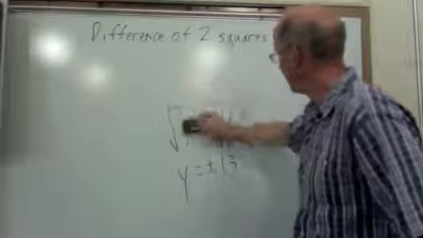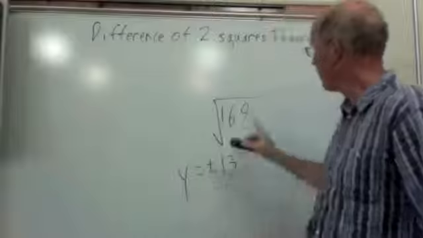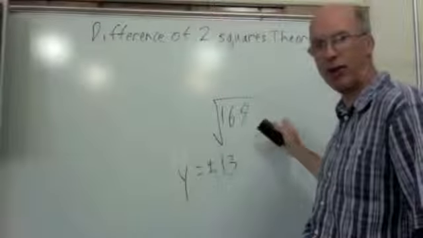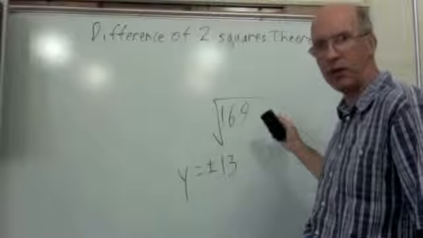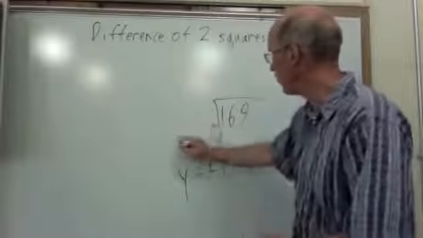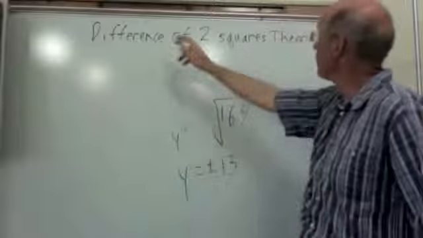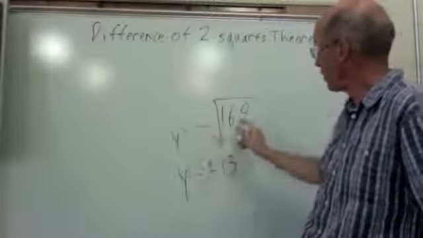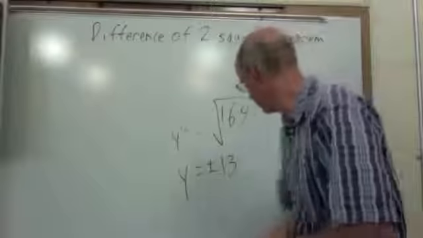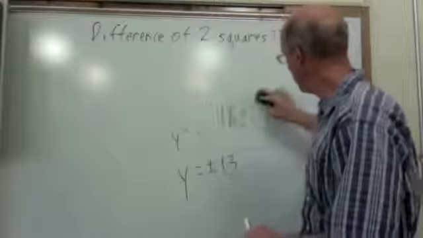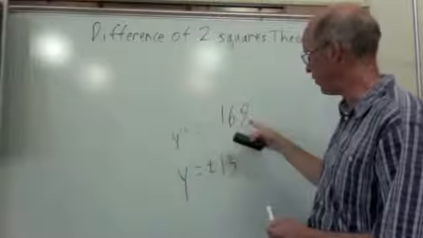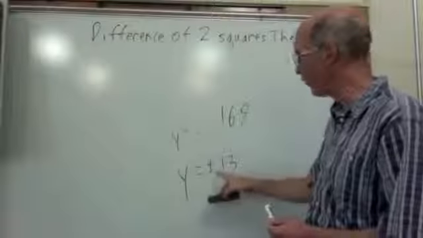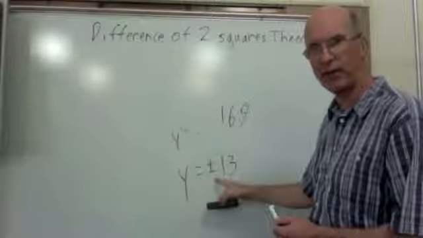All right. So to recap, the square root of 169, if they ask you for that, they're asking for just the positive root, which would be 13. But if you're solving an equation, the difference of two squares theorem says if you take the square root of one side and the square root of the other, then you're going to get both roots, positive and negative 13.